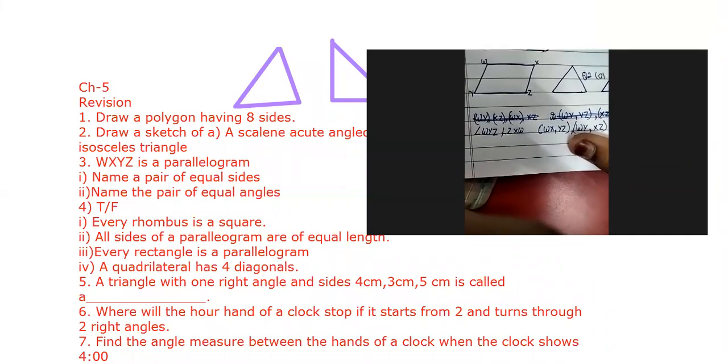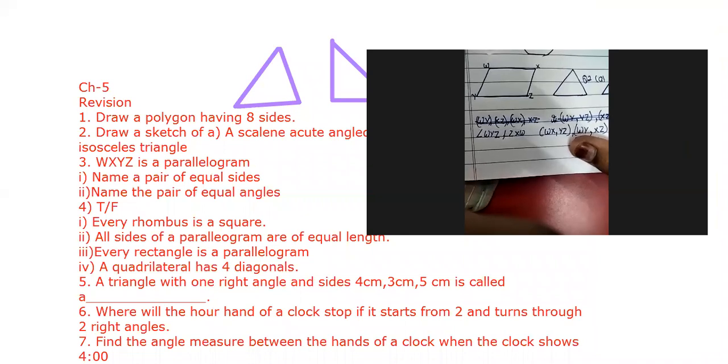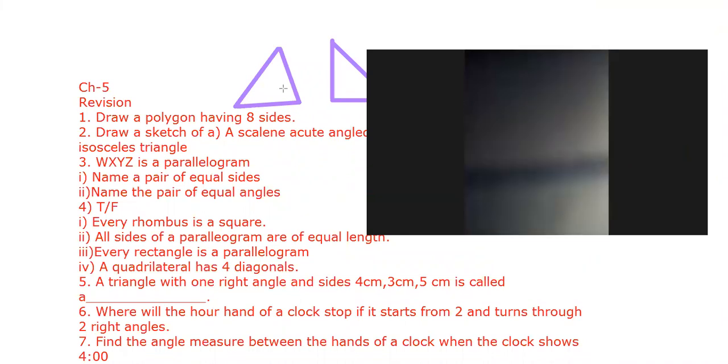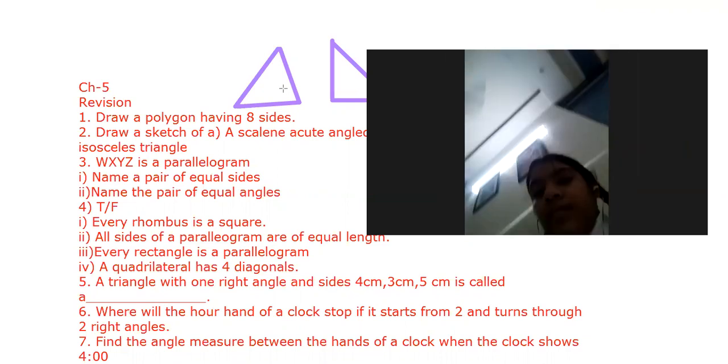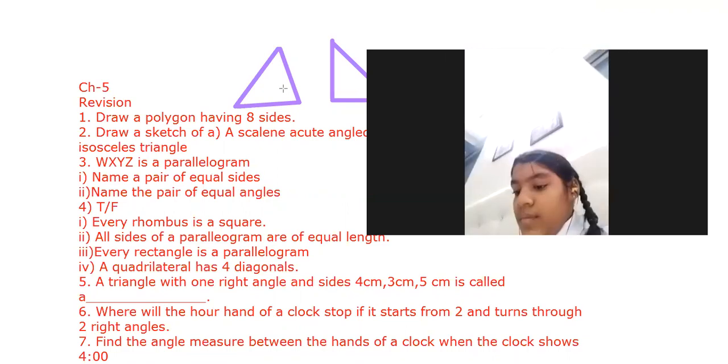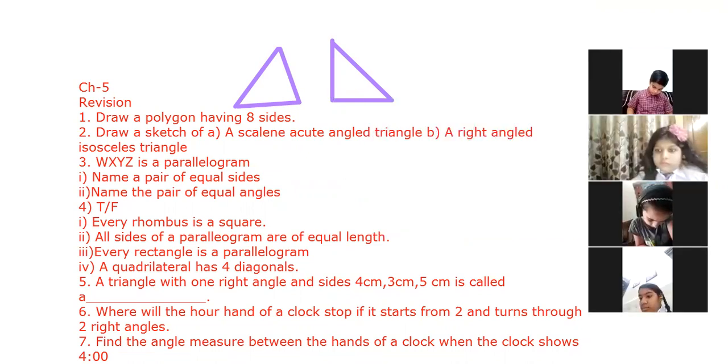No, beta, check, that's wrong answer. You have written the wrong answer. You have to tell the sides. Sides should be only of 2 sides. You have written 3, that is wrong. Do the correction. And draw the diagram also in front of that.